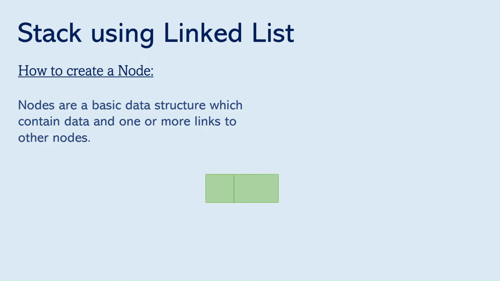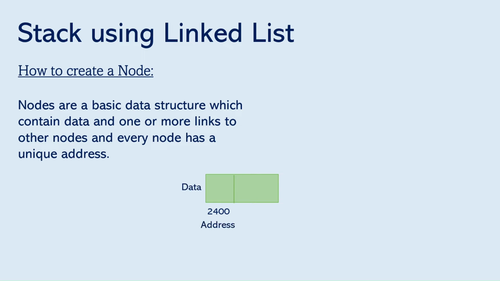Let's say we have a node here and each node has a unique address. In this case, let's say this node has an address of 2400. And then we have a data and a pointer which stores the address of the next node in each node. In this node, let's say we have a data of 12 and the pointer says null as it is not connected to any other linked node yet. Let's make a similar node with a data of 24, pointer null and address 2600.